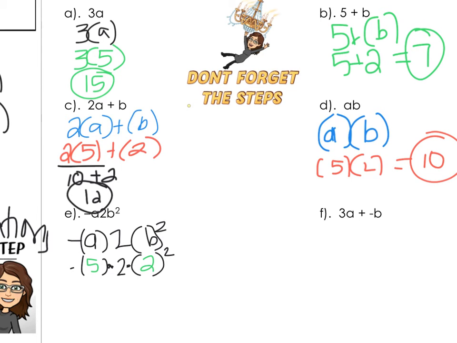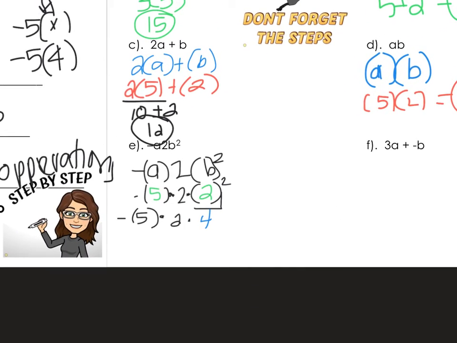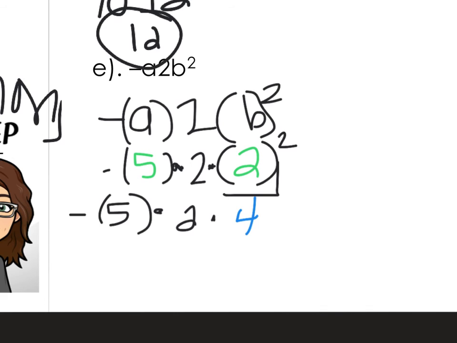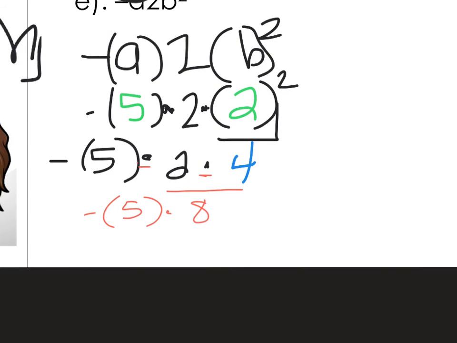So I don't need to worry about my parentheses, but I do need to worry about this exponent. This exponent of 2 squared turns this into a 4. Everything else is going to come down. Times 2, times 5, and then the opposite of. Now I just get to go through and do multiplication and division. I have 2 multiplication problems here, so I can do it in any order. So I'm going to start with these 2 because they're both positive. 2 times 4 is 8. Everything else is going to come down. I then have negative 5 times 8, which is negative 40.